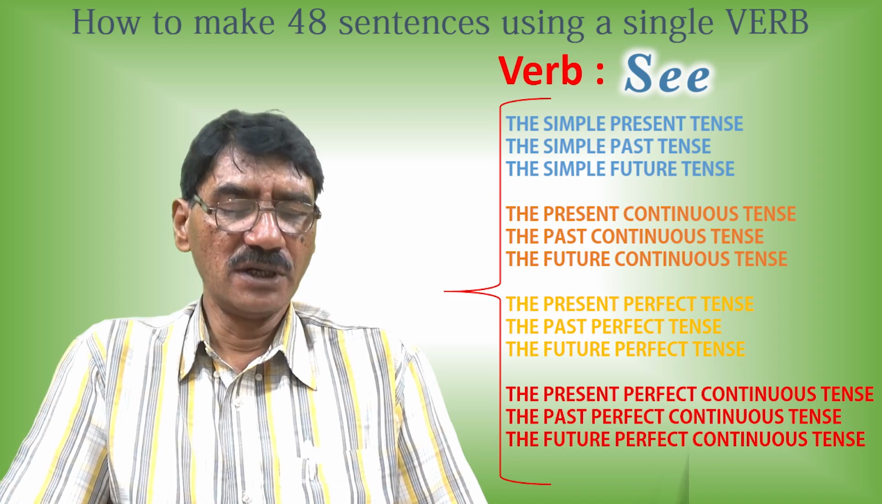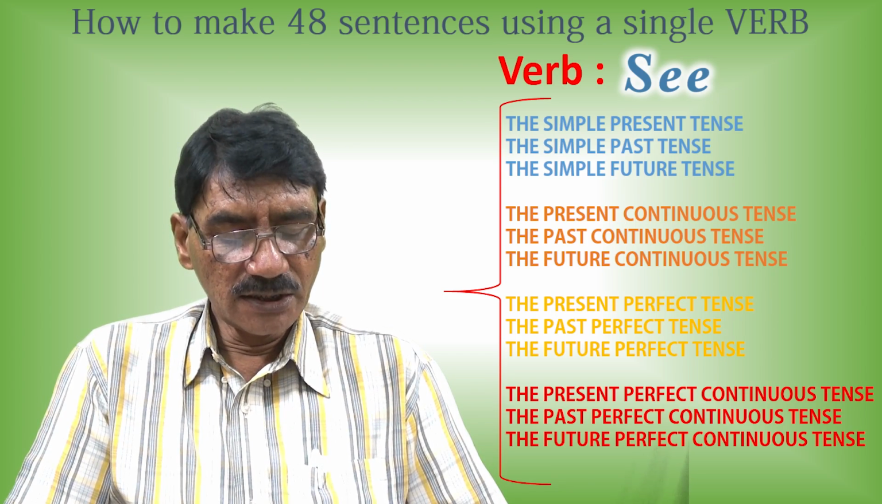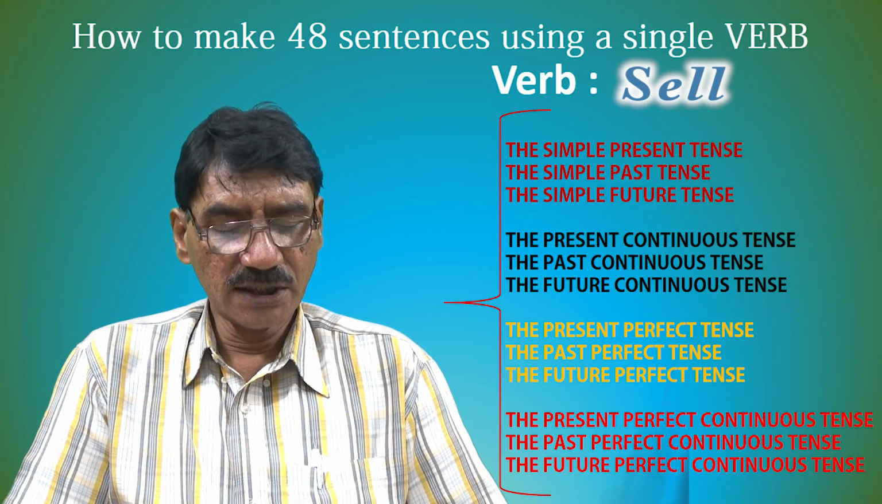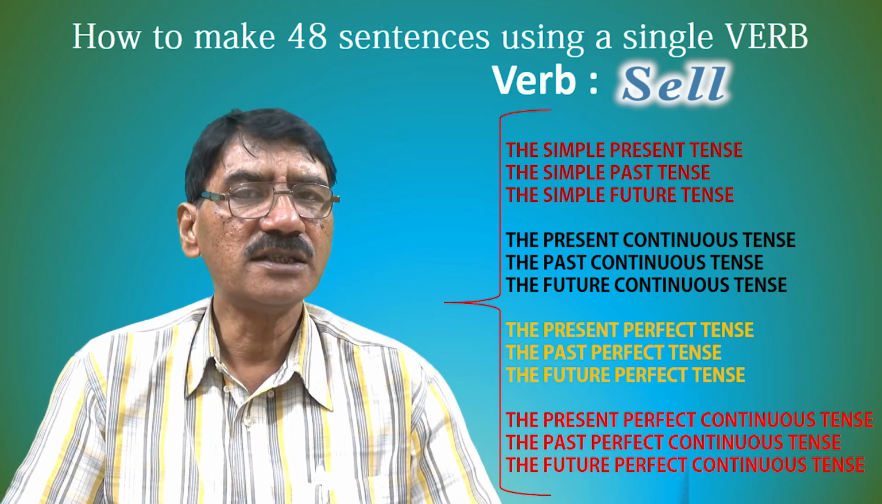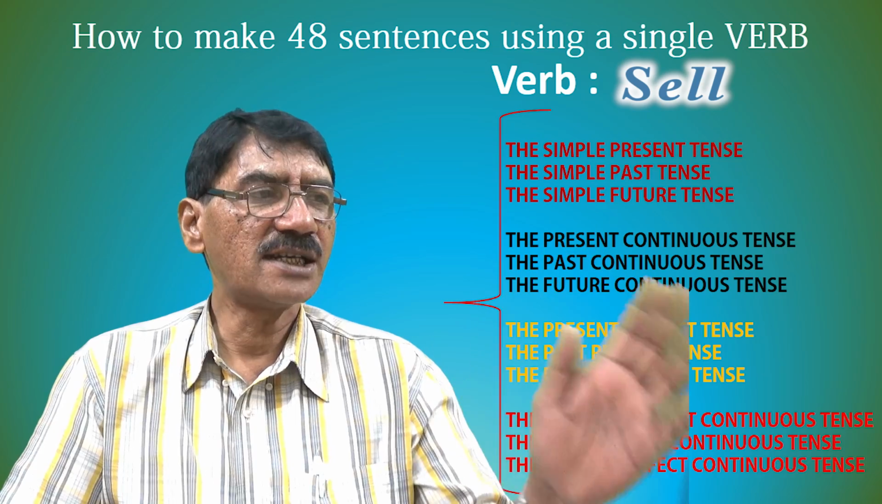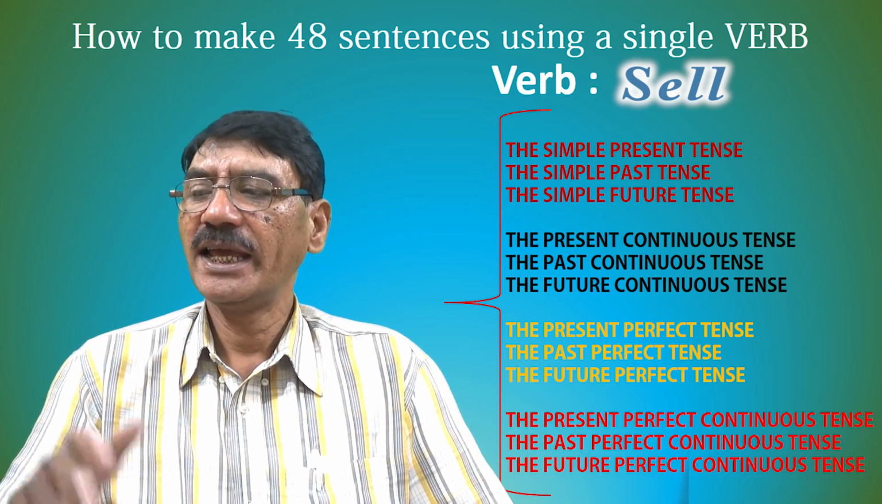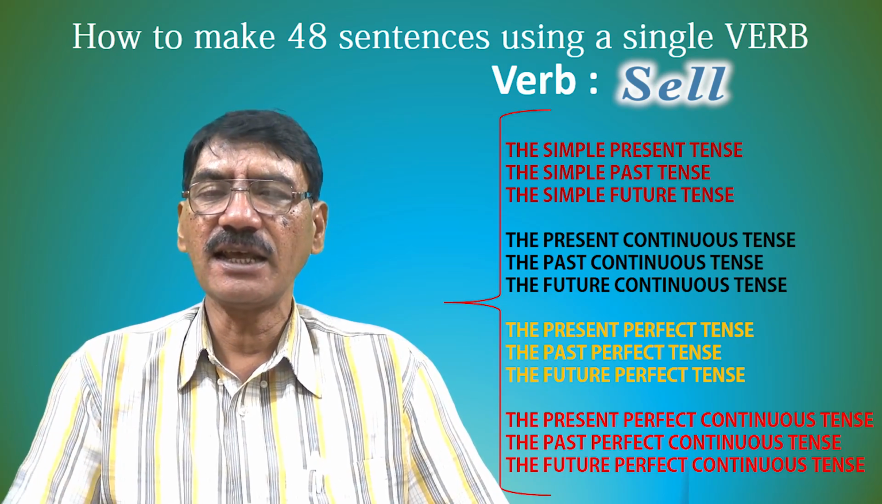Let's go to the next verb. The next verb is sell. The sentence is he sells books. He doesn't sell books. Does he sell books? Doesn't he sell books? He sold books. He didn't sell books. Did he sell books?